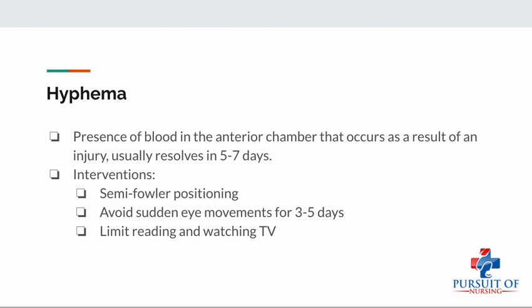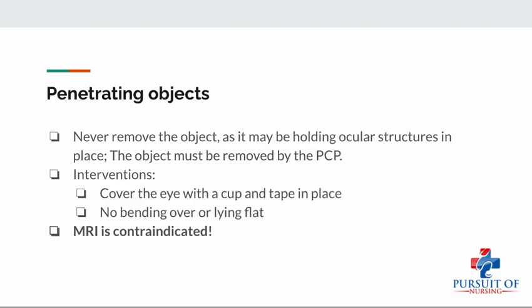A hyphema is the presence of blood in the anterior chamber. It usually occurs as a result of injury, but self-resolves in 5 to 7 days. You want to be sure to keep this patient in a semi-Fowler position, avoid any sudden eye movements, and avoid excessive strain of the eye, so you want to limit any reading or television watching.